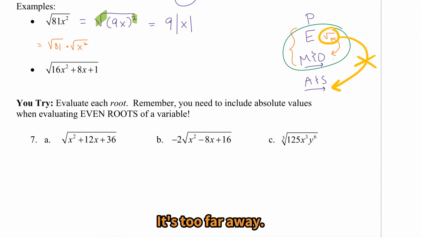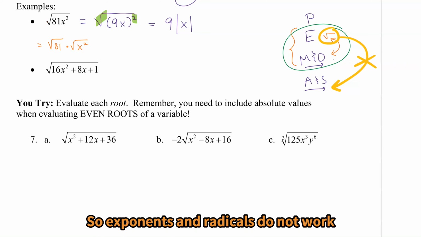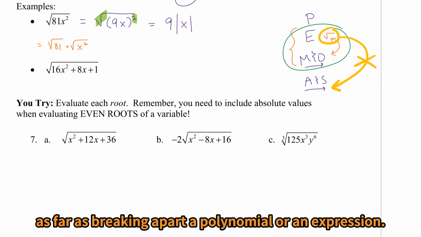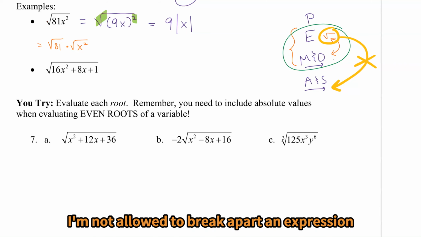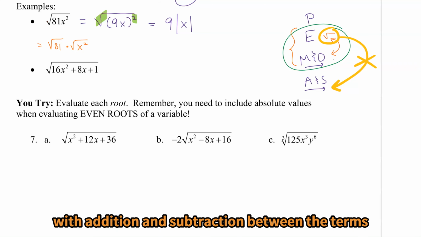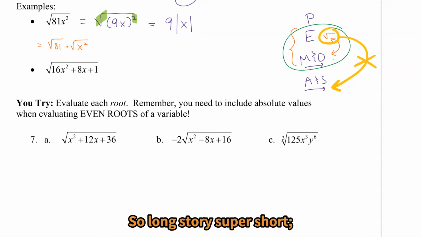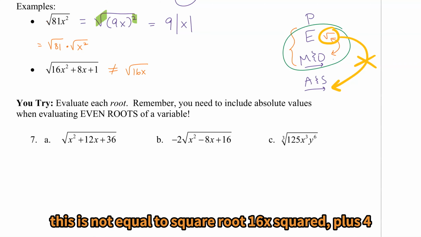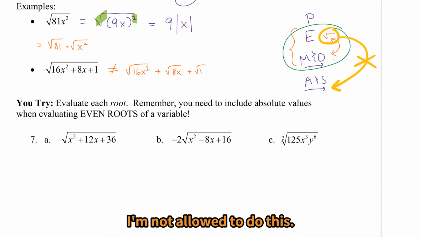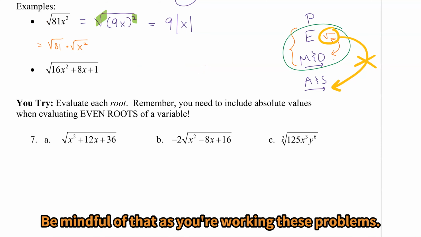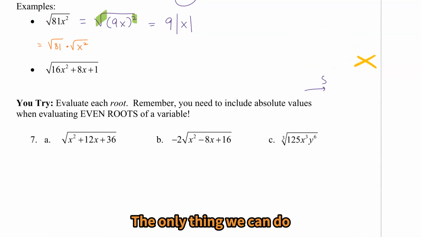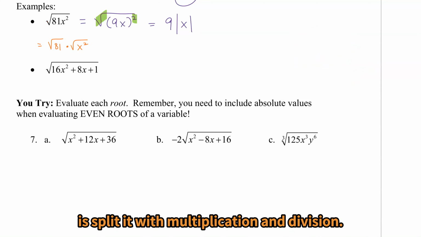It's too far away. So exponents and radicals do not work as far as breaking apart a polynomial or an expression. I'm not allowed to break apart an expression with addition and subtraction between the terms if I have exponents and radicals. So long story super short, this is not equal to the square root of 16x squared plus the square root of 8x plus 1. I'm not allowed to do this. Be mindful of that as you're working these problems. The only thing we can do is split it with multiplication and division.